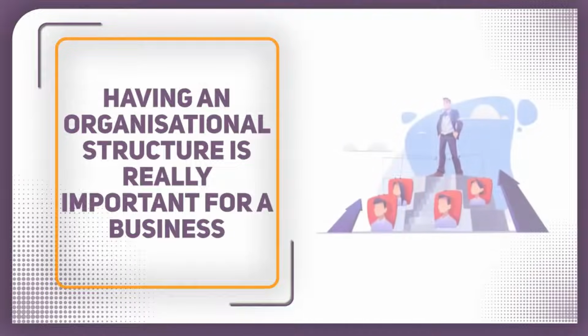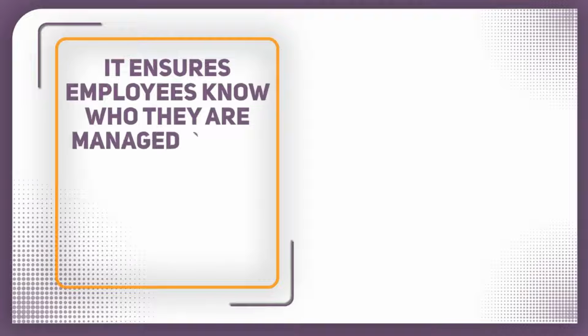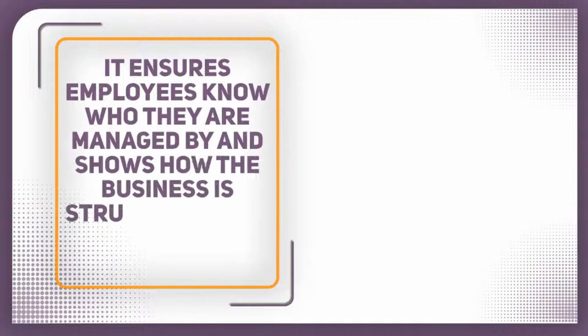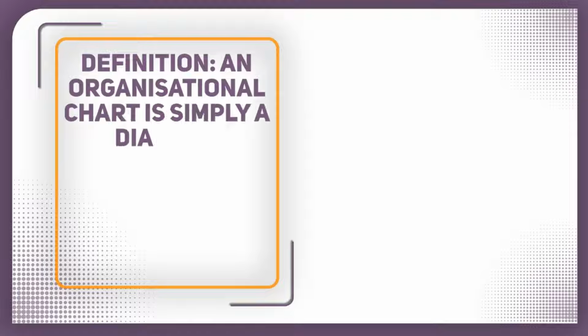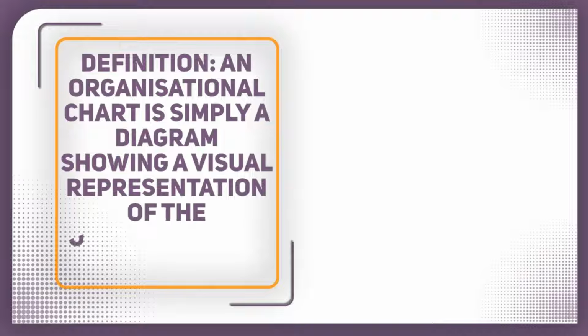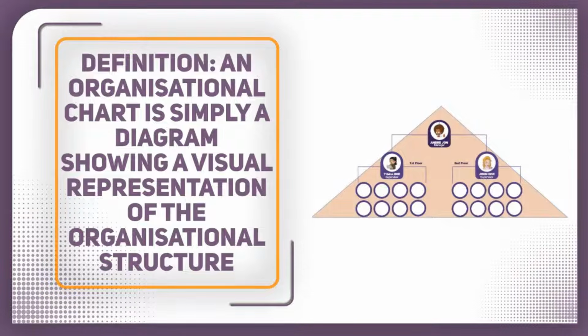and how this should lead to everybody in the business understanding their roles and their responsibilities. It ensures employees know who they are managed by and shows how the business is structured into different departments. Remember, an organisational chart is simply a visual representation of the organisation's structure. Let's begin to examine the different types of structures that a business might have.